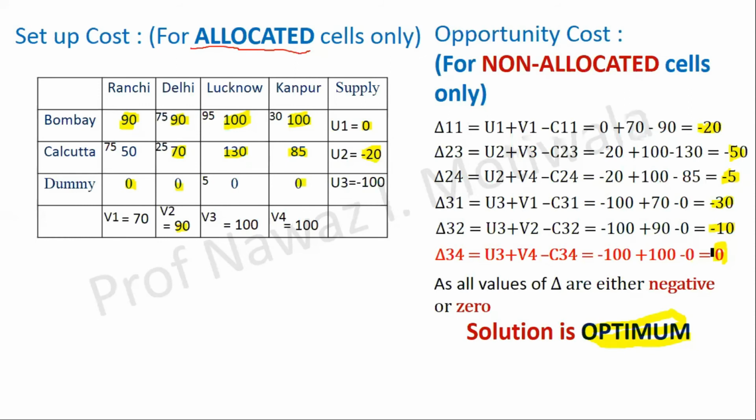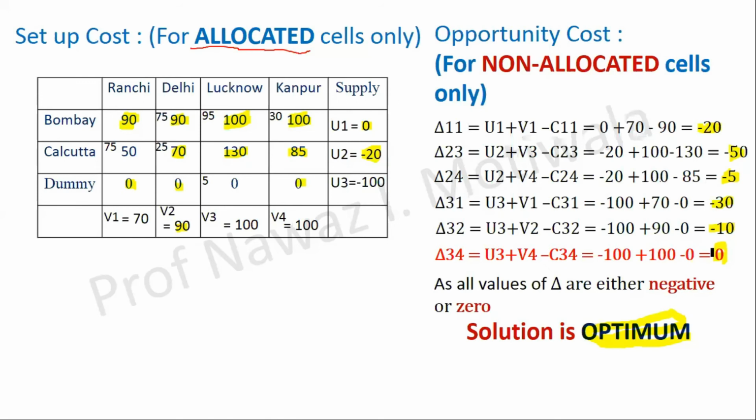We have said that if the values of delta are either negative or zero, then the solution is optimum. That's correct, no doubt in that. But there is something special for zero. And what is that speciality? That if any non-allocated cell gives you opportunity cost as zero, that also implies that this particular problem has an alternate optimum solution. There is another solution, or there can be some other allotment which will also give you the same solution as 24,950 which we have already got, or sorry, 24,750 which we have already got.